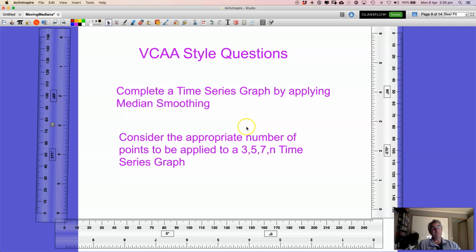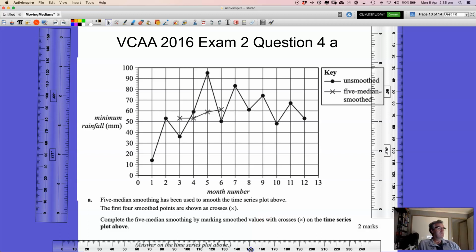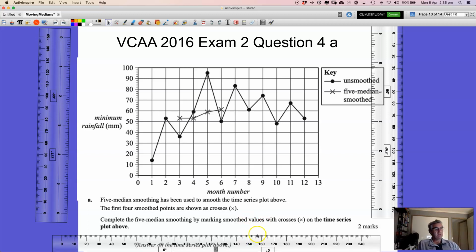Yeah. Let's go through a couple of examples. I'm looking at 4 VCAA questions from past papers. So, first one. Have a read and have a think about how you would apply the information that you have. Now, this question's asking us to apply 5 median smoothing, and it's telling us that median smoothing has been applied to the first 4 points, and we need to complete the rest of the graph.